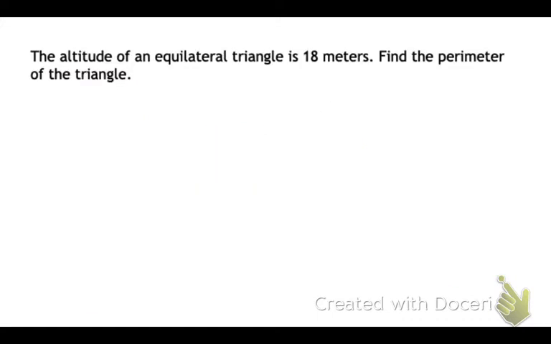Alright, so the last example says the altitude of an equilateral triangle is 18 meters. Find the perimeter of the triangle. So we're going to start by drawing in a picture. So here's my equilateral triangle. I know that these are 60 degrees. The altitude is another word for height. So the height of a triangle has to be formed by a 90-degree angle. And in an equilateral triangle, your altitude is always inside. And so they tell me that this has a height of 18.